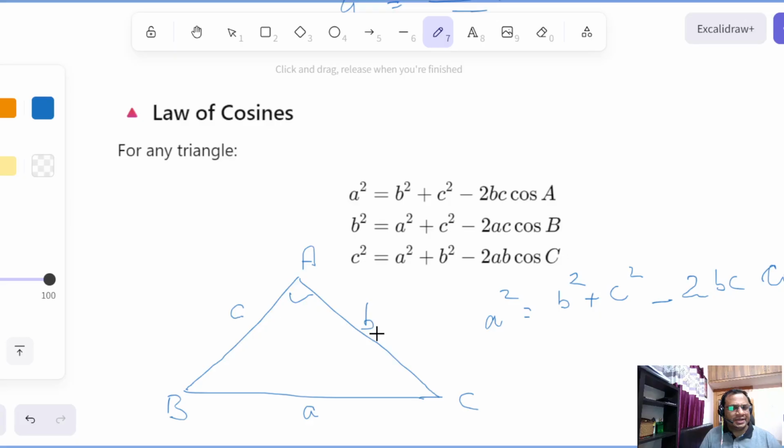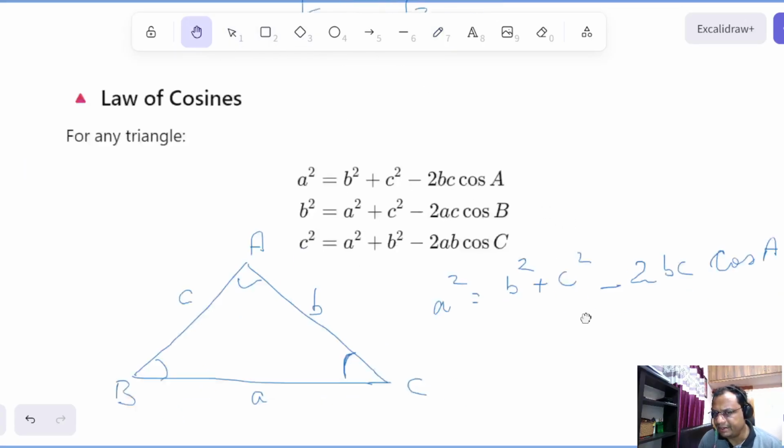Same applies for the b side. b square should be equal to a square plus c square, the sum of the squares of the other two sides, subtracted by the product of the two sides, 2ac, and the cos of the opposite angle, which is B in this case. And similarly, c square will be the sum of the squares of the two sides minus 2 into the product of the two sides, multiplied by cos of that opposite angle, cos C. Now, based on this formula, we can find out the missing sides and missing angles. Let's take an example and learn it.